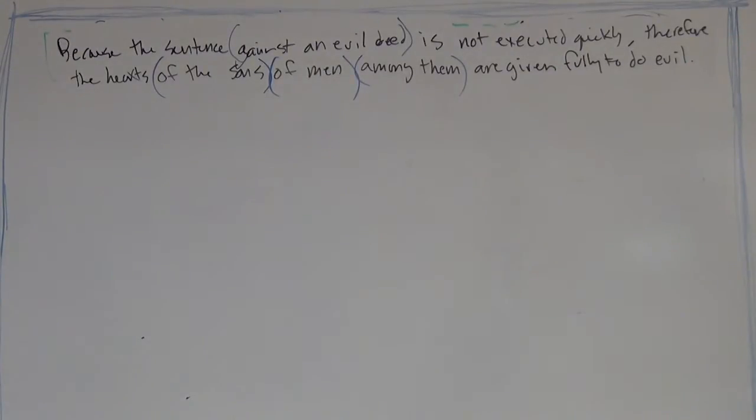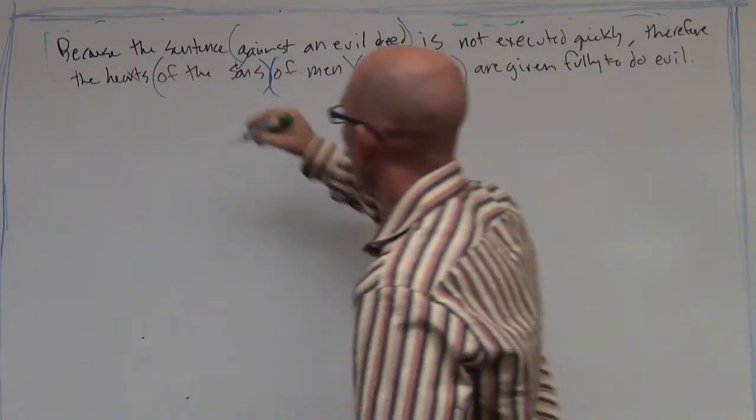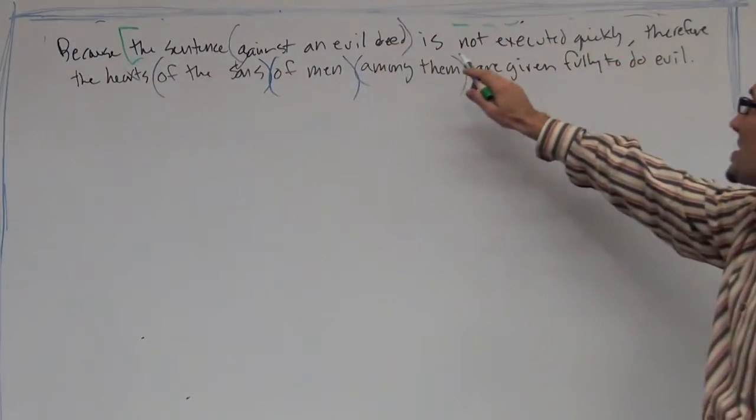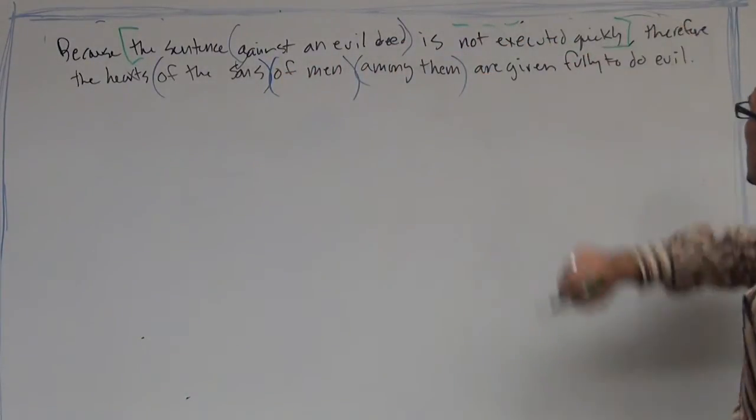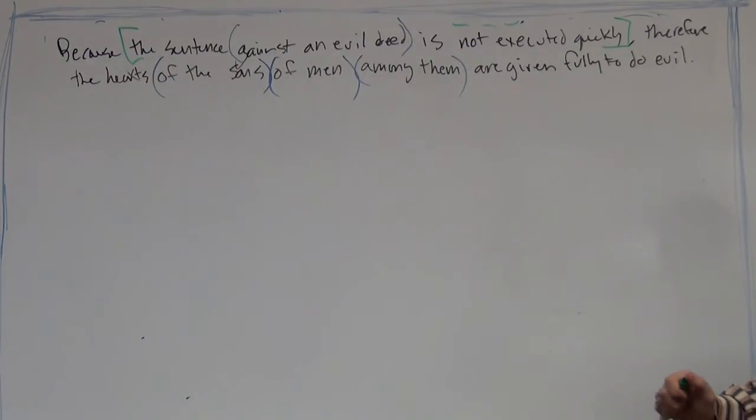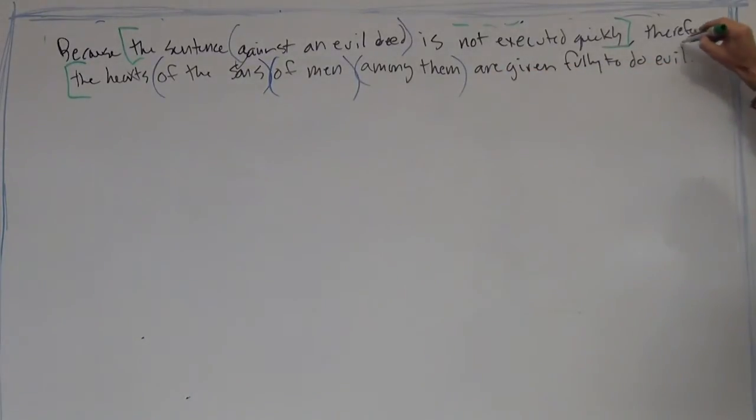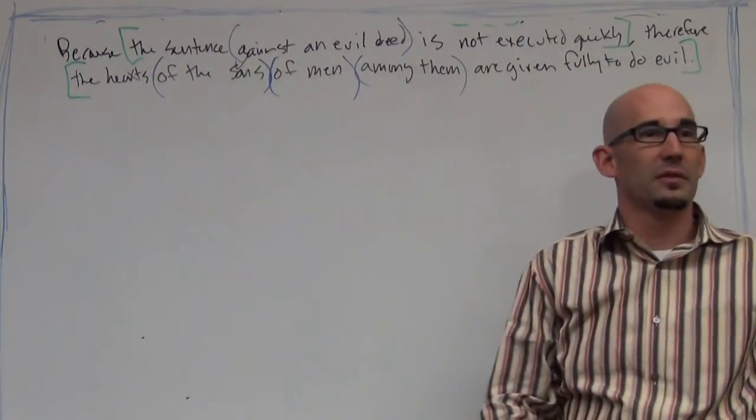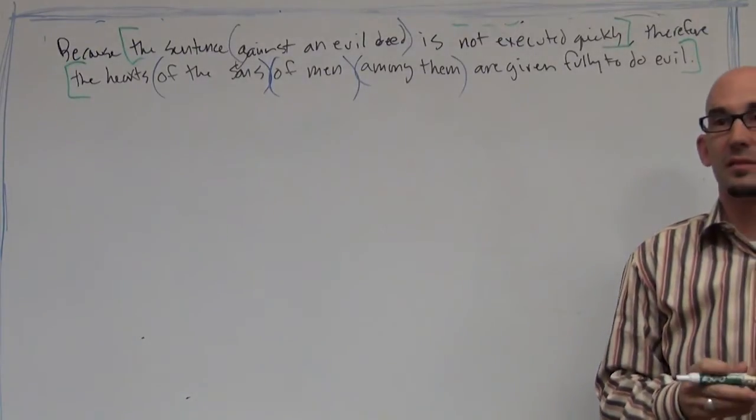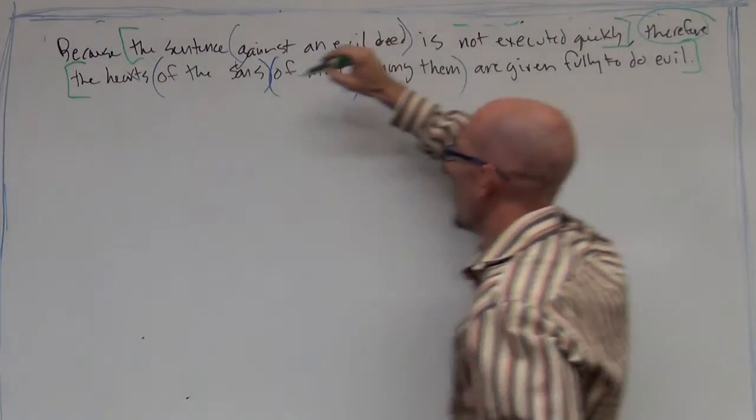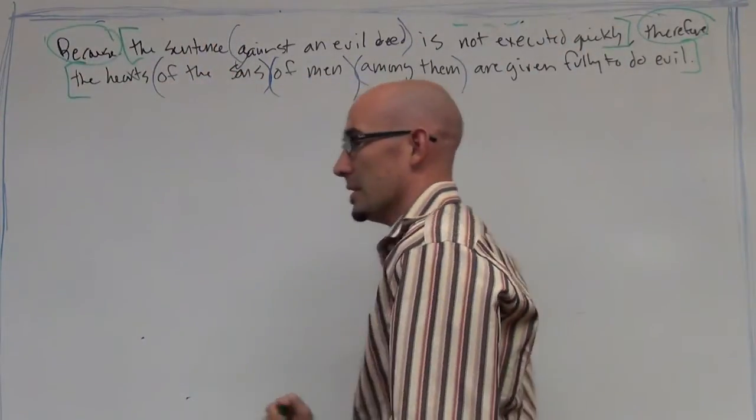Okay, how many clauses? Two. Where do they start and stop? Because the sentence against an evil deed is not executed quickly. The sentence against an evil deed is not executed quickly. What's the other clause? The hearts of the sons of men among them are given fully to do evil. I like to leave out the conjunctions that join clauses. By the way, what kind of conjunctions are these? Why are they subordinated? Because they're not coordinated.